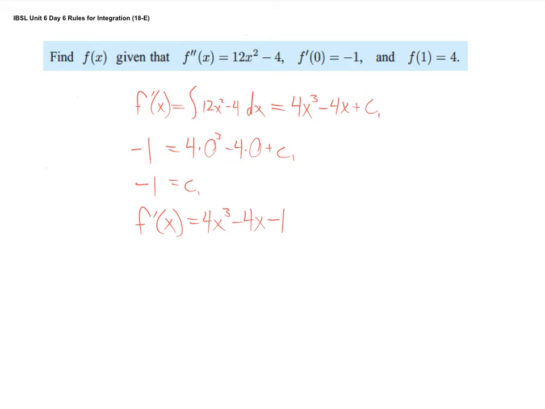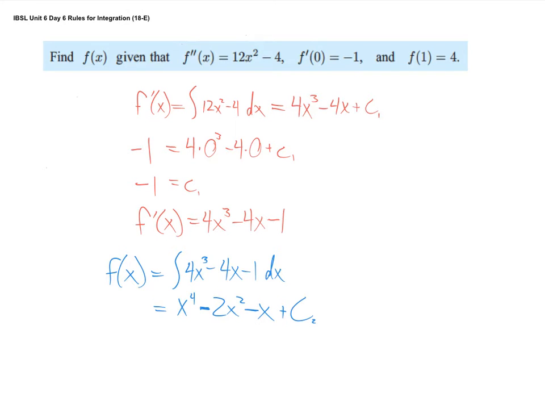Okay? So, as Nina said, we're going to do the integral a second time. Okay? Alright. So, f of x is going to be the integral of 4x cubed minus 4x minus 1. See how this works? Okay? So, and of course I don't want to forget my dx. So what's the integral of 4x cubed minus 4x minus 1? x to the 4th, good. Minus 2x squared. Minus x. And that'll be a plus another c. We'll call that c2.